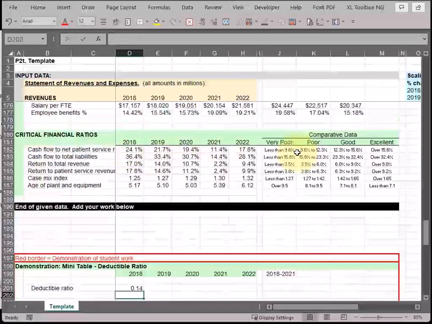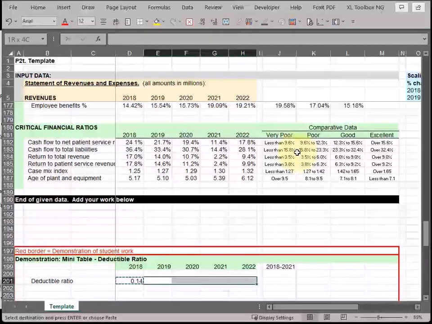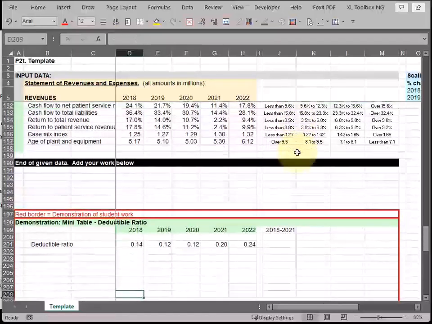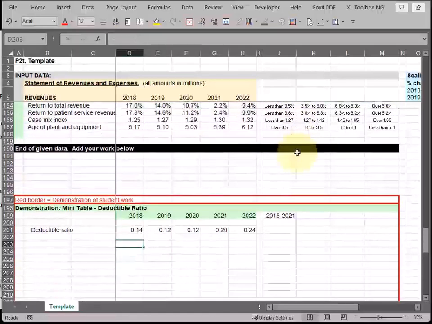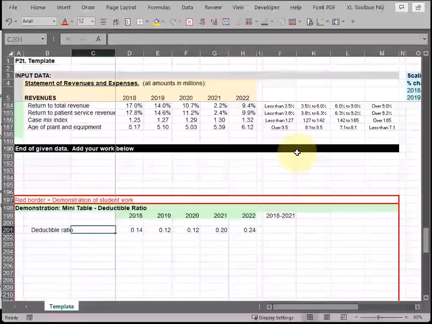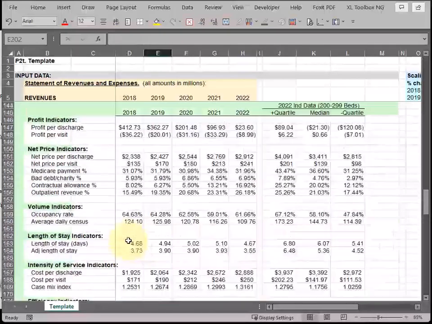0.14, and we can copy that across. This is all I'm doing now. Copy that across right there. So we've got our deductible ratio showing, well, that's your movement. But the thing is, where does that deductible ratio come from? What goes into it? This is where you can go back up here and look at the deductible ratio.